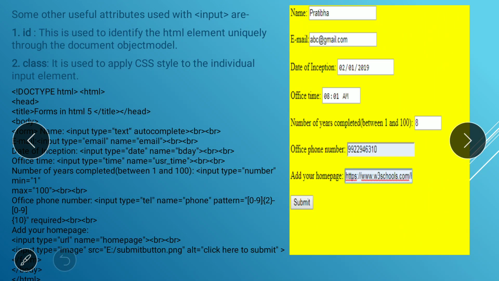And next, more important attributes also, id and class, where id is most of the time used in JavaScript, and class is used for the CSS purpose. Now what is CSS, we will learn now.